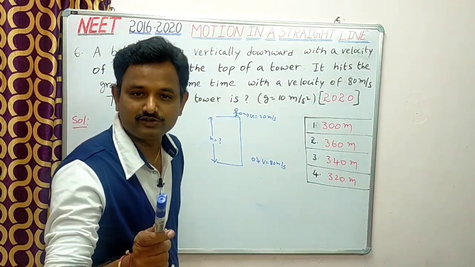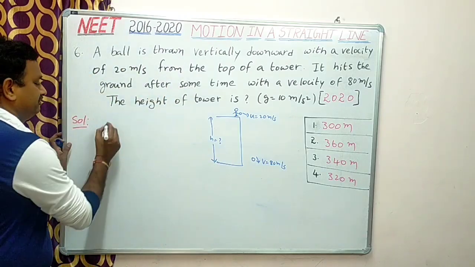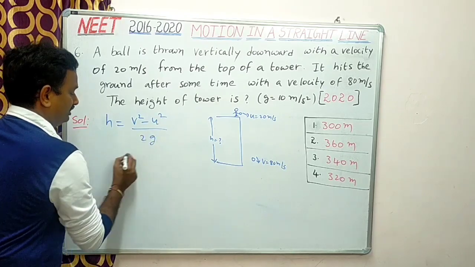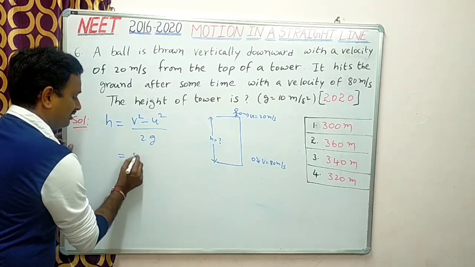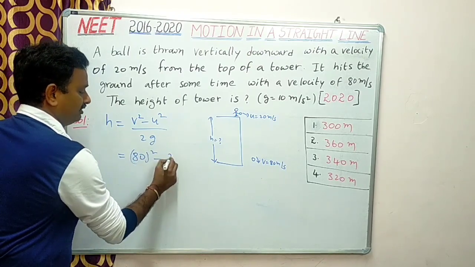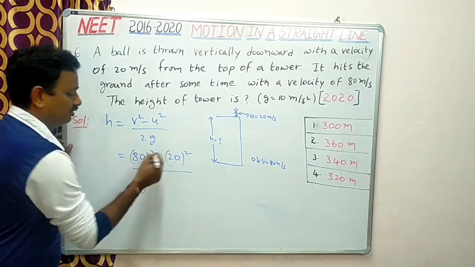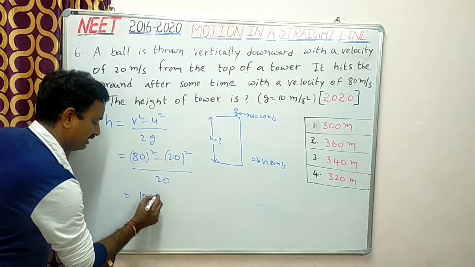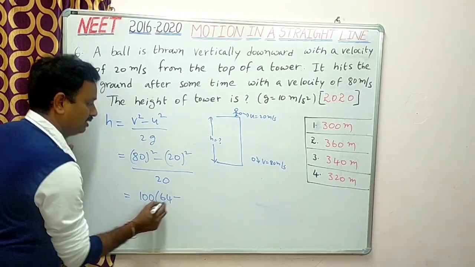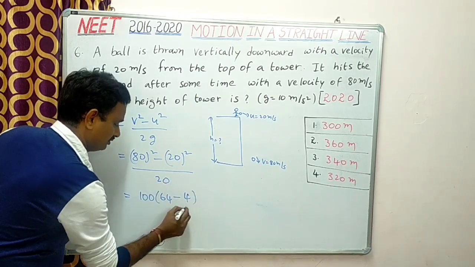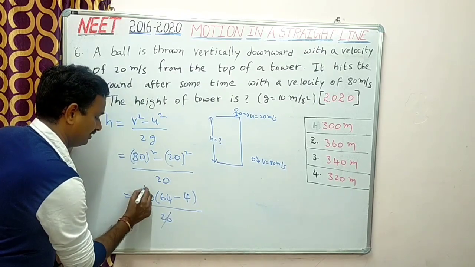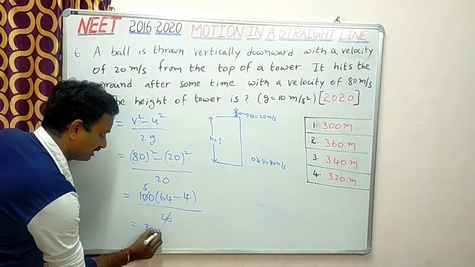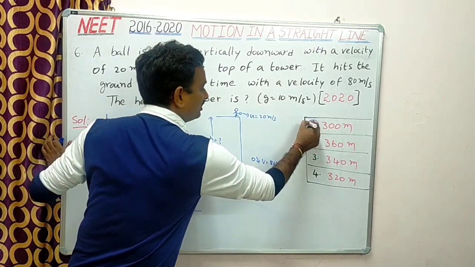Now I will do a shortcut for this problem. Look here. See, h equals v square minus u square by 2g. v square means 80 square minus u square means 20 square, by 2 into g. 2 into 10 means 20. So here I will write 100 outside. So 8 square means 64 minus 2 square means 4, by 20. 20 table 100, 5 times. So 64 minus 4 means 60. 60 into 5 is 300 meter. So option 1 is the answer.